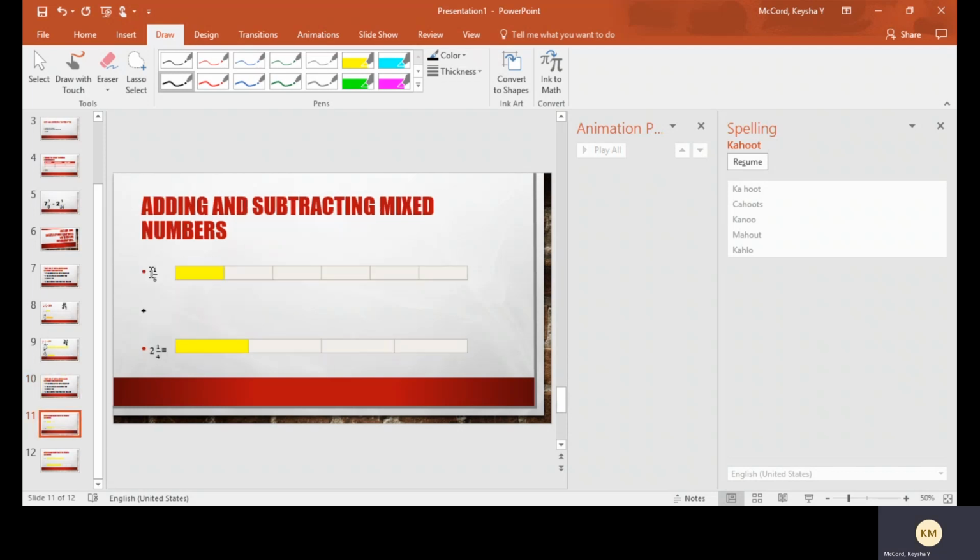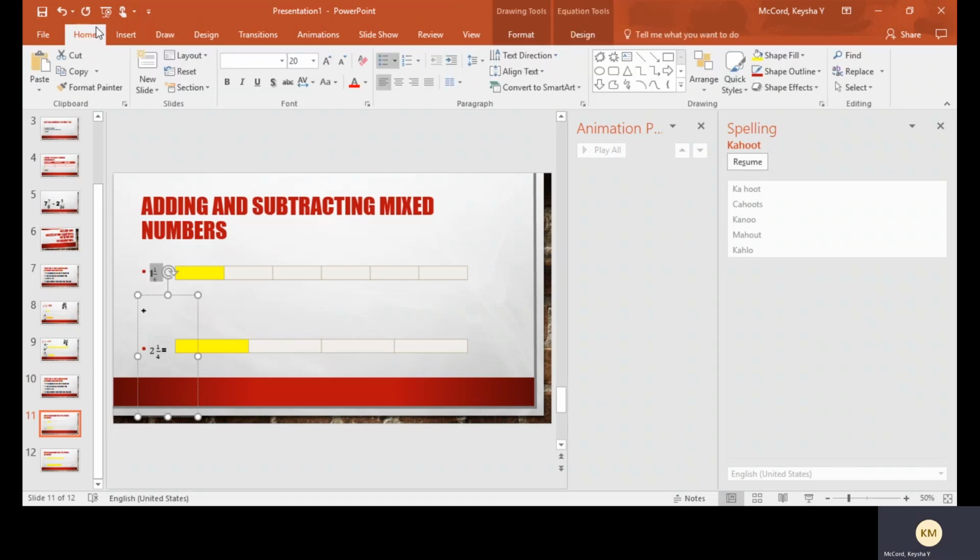So let's get started. When I'm adding and subtracting mixed numbers, I am going to be doing 2 parts. I'm going to deal with the whole number and I'm going to deal with the fraction, okay? Now, we've been adding whole numbers since kindergarten. So we can add this pretty quickly. So let's focus right now on the fractions, okay?